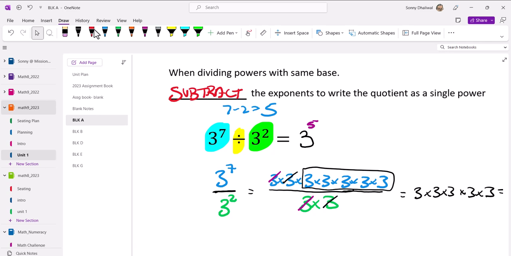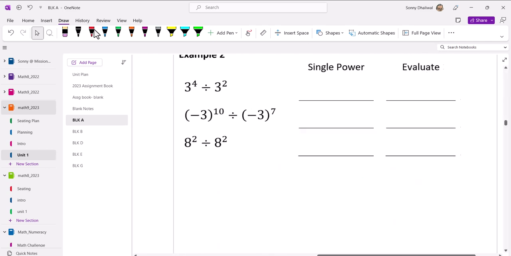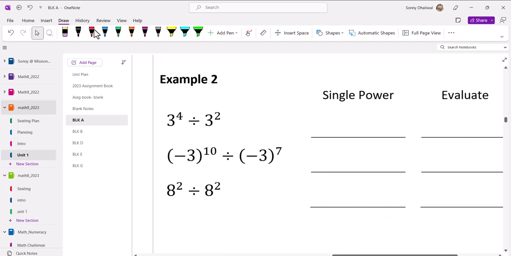All right. So let's practice this with a couple of questions here. With this one, we're just going to do the single power column first. Combining these together, what should the base be? What should the exponent be? Sammy? The base should be 3. Exponent should be 2. Correct. So we have a 4 here and a 2 here, subtracting the exponents. 4 minus 2 is 2.